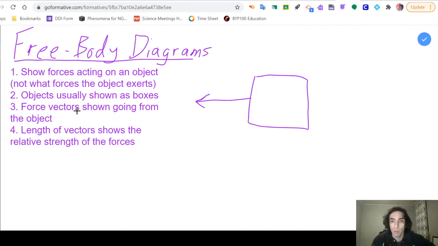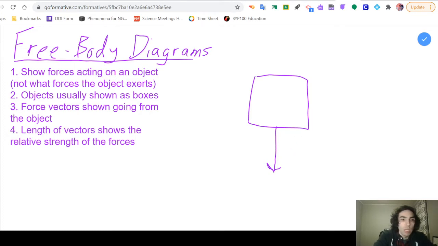The other thing that you'll notice that I did here is that our force vectors are shown going from the object. So for something like the force of gravity, we know that gravity always pulls us down towards the center of a planet or to any mass. It pulls us towards any mass. So on almost all of our free body diagrams, you'll see us draw this gravitational force like this, and we'll label it Fg, and we'll talk more about labeling forces later in this video.